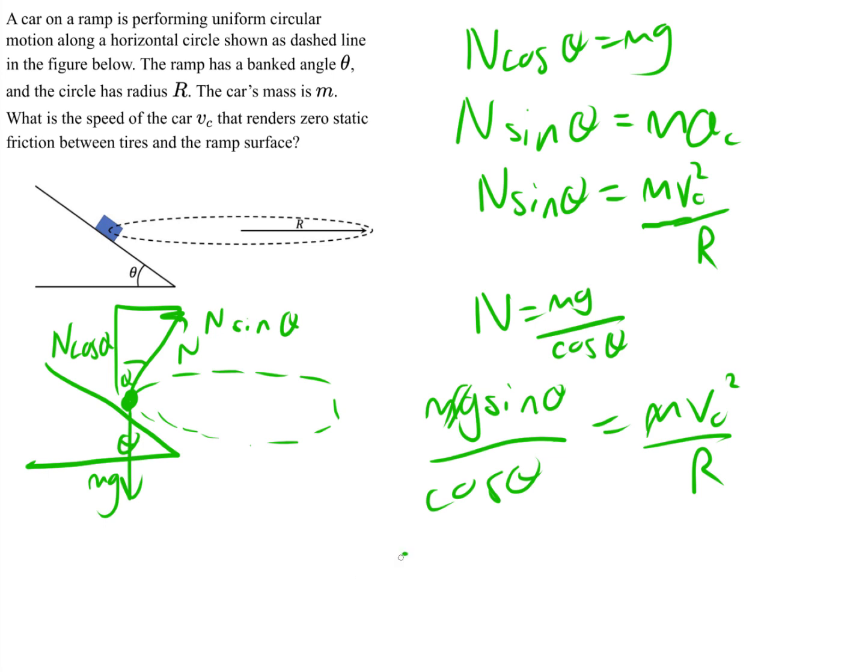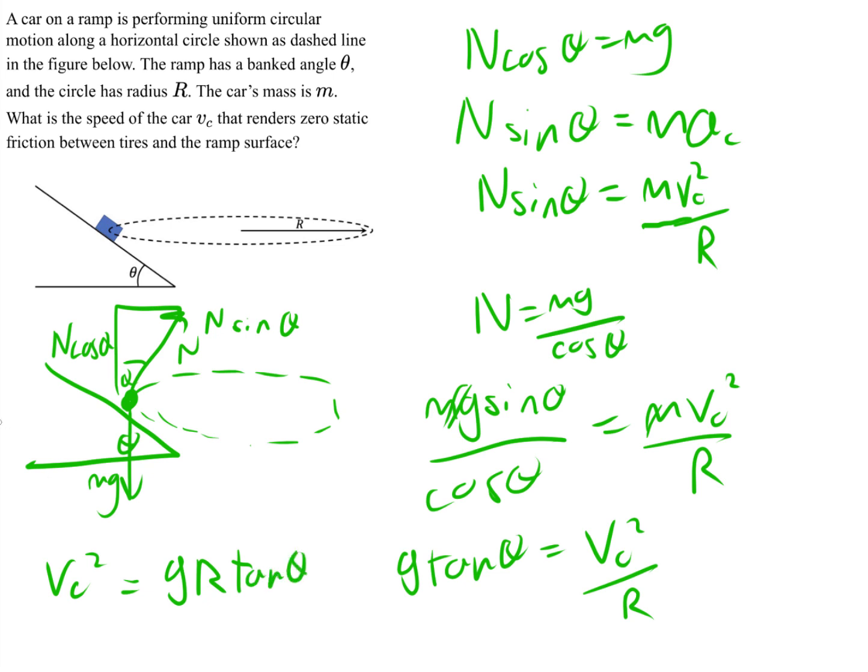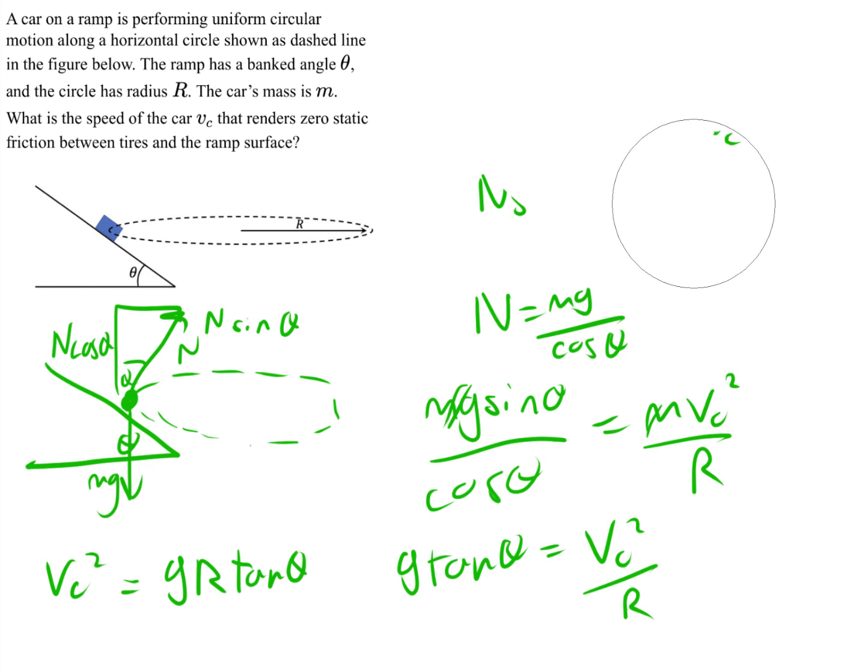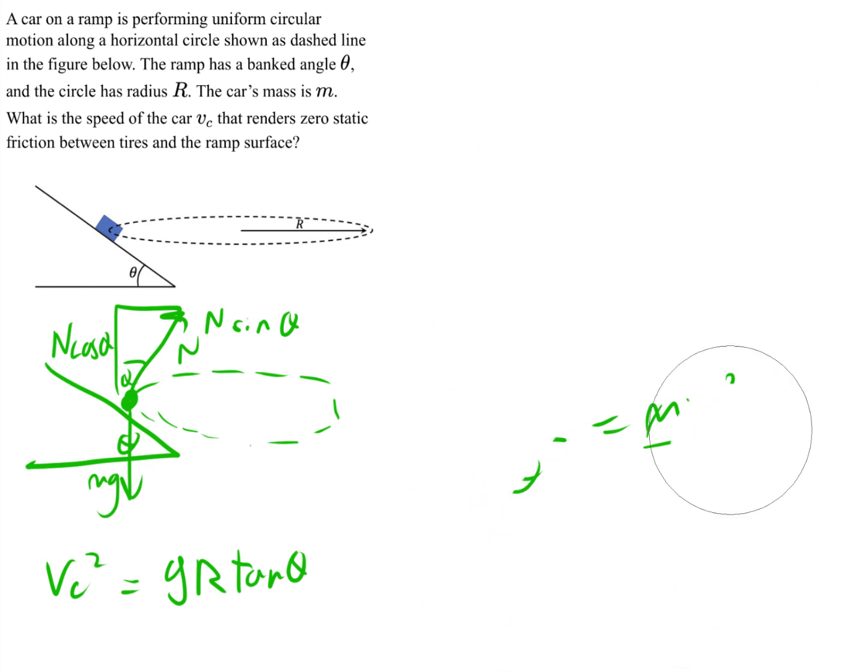So you get that the gravity times tan theta is equal to the velocity of the car squared divided by r. Now you can simplify this even further to get that the velocity of the car squared is equal to the acceleration due to gravity times the radius times the tan of theta. Now I'm going to make some more space over here by erasing everything.